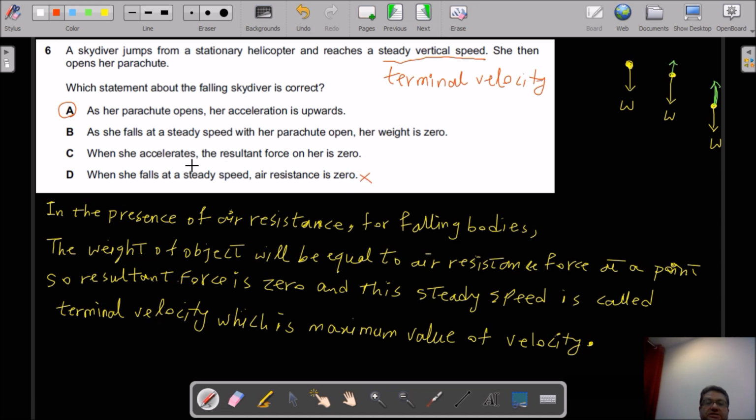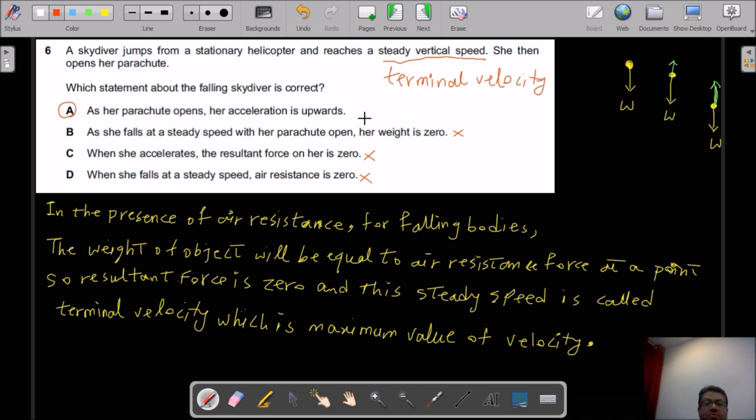When she accelerates, the resultant force on her is 0. We know that when there is acceleration, then there is resultant force. That's why C is wrong. As she falls at a steady speed with her parachute open, her weight is 0. So this is not possible because weight will be equal to air resistance when she falls at a steady speed. That's why B also is wrong. And A will be right.